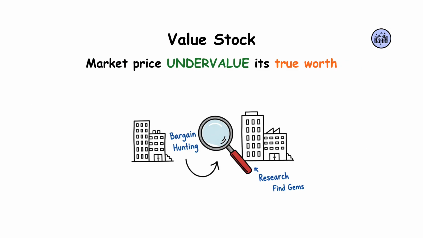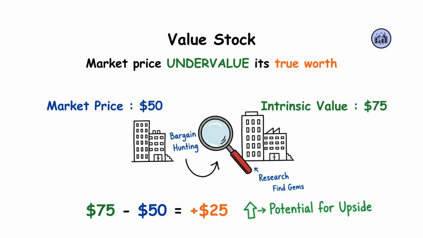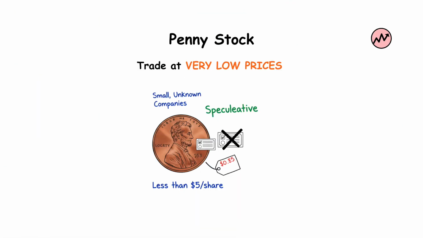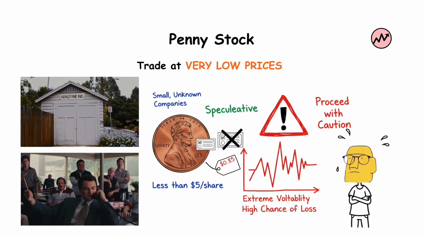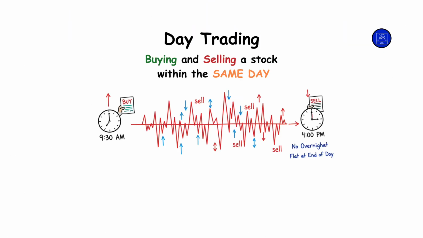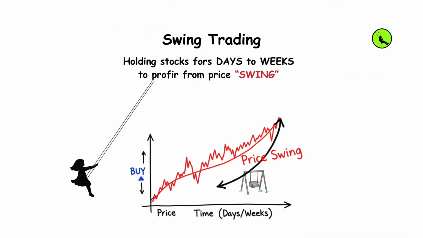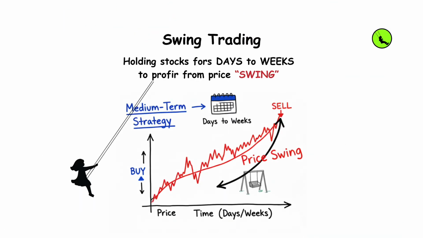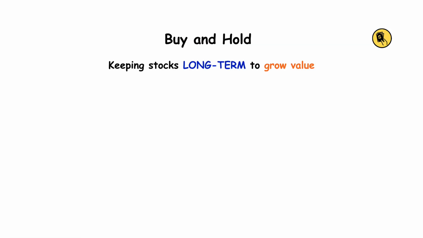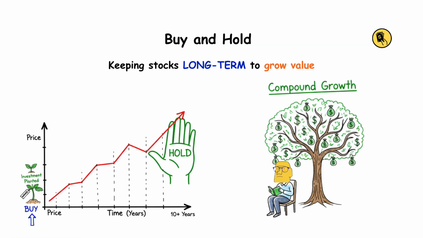Value stock. Value stocks are considered undervalued compared to their worth. Penny stock. Penny stocks trade at very low prices and carry high risk. Day trading. Day trading means buying and selling in the same day. Swing trading. Swing trading means holding stocks for days or weeks for profit. Buy and hold. Buy and hold is keeping stocks long-term to grow value.